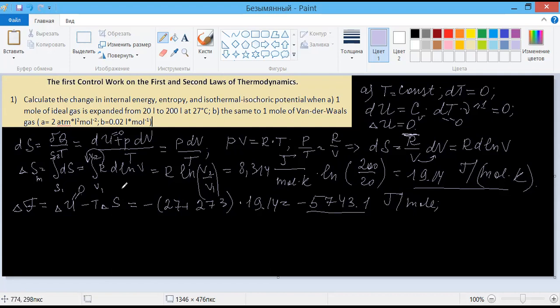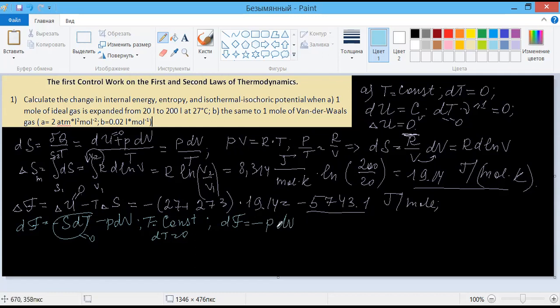We could have got the same answer if we remembered another thing, that dF equals minus S times dT minus P times dV, right? But we remember that T is constant. For that reason, dT equals 0, and that component equals 0 too, therefore. And we've got the following, that dF equals minus P times dV.